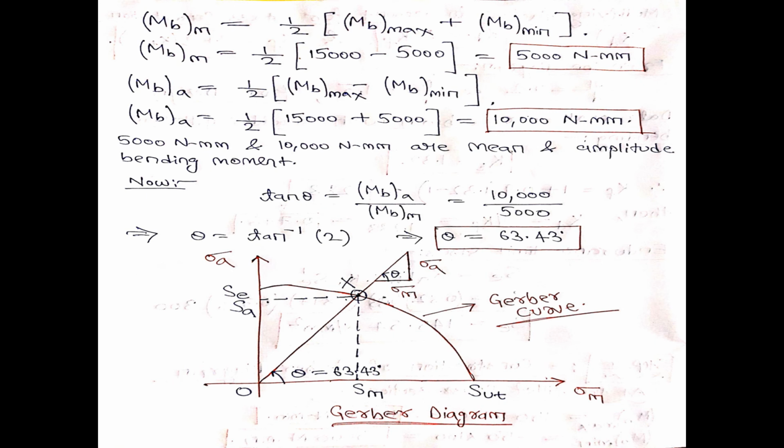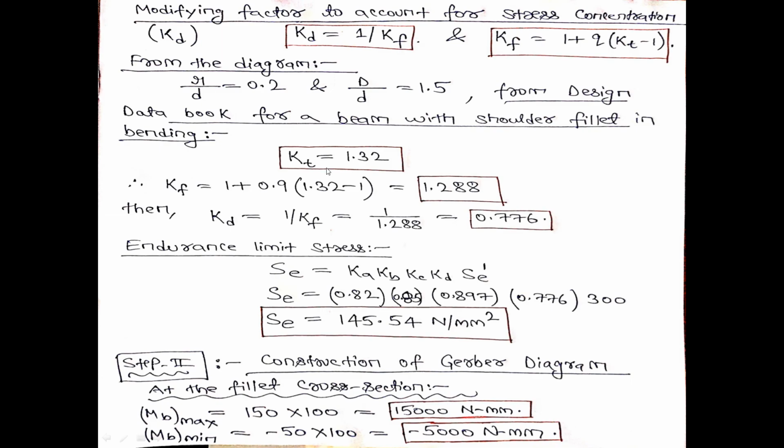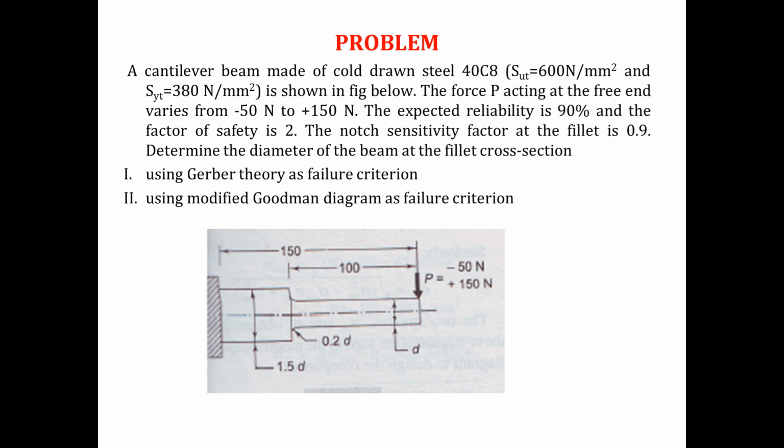And you also know that the Gerber diagram is plotted along the mean stress line as well as along the amplitude stress line. So first of all, I need to find out the value of mean stress as well as amplitude stress. How can I find it out? I can find it from this particular value. It is given that the minimum load acting is minus 50 Newton and the maximum load acting is plus 150 Newton, and this load will create a bending in this beam. That means this beam will fail by bending at the fillet cross section.